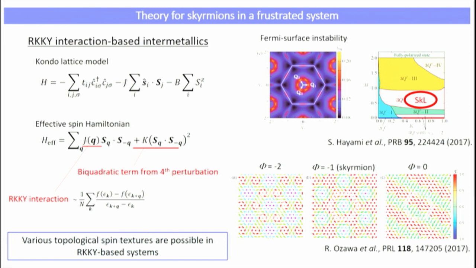And they calculate the system which has the Fermi surface instability due to the nesting of the Fermi surface, and calculate the effective Hamiltonian and find the stable spin structure contains the Skyrmion lattice state under the magnetic field. So an interesting point of this theory is that they also predict the emergence of a different type of spin texture, which has a different topological number than the Skyrmion lattice state. So this theory provides us some expectation to encounter different exotic types of spin texture in the RKKY-based intermetallic systems.